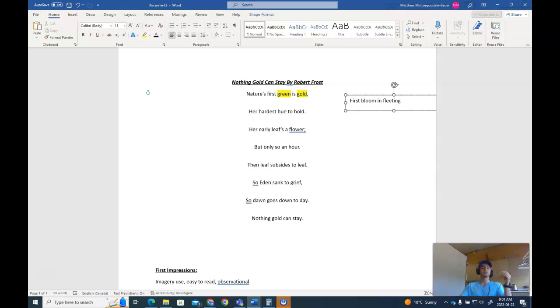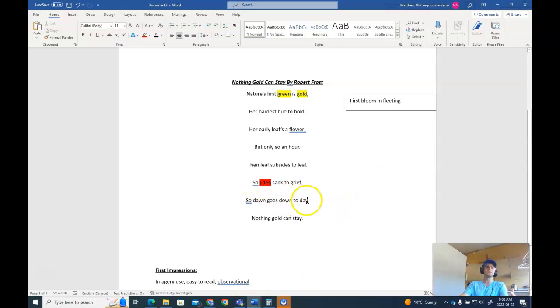So Eden sank to grief. Now I'm going to highlight this right here, I'll do it in red. We're going to come back to this because this is a very strong allusion, rooted in belief and culture. If you are aware of this culture or belief, it's obvious. If you aren't, just like gold, it's difficult to say exactly what it means.